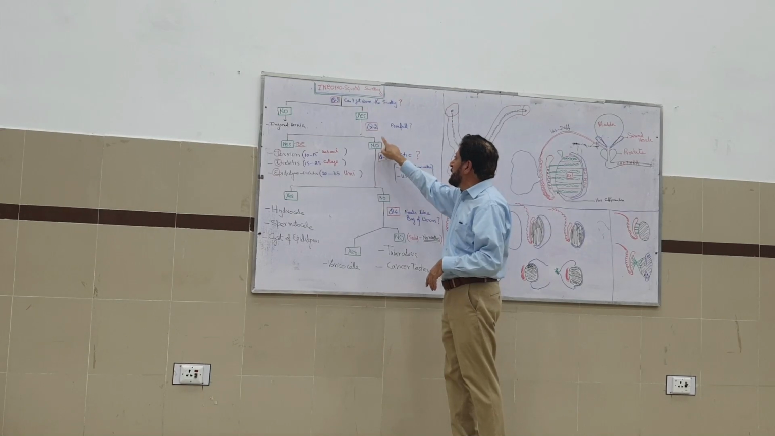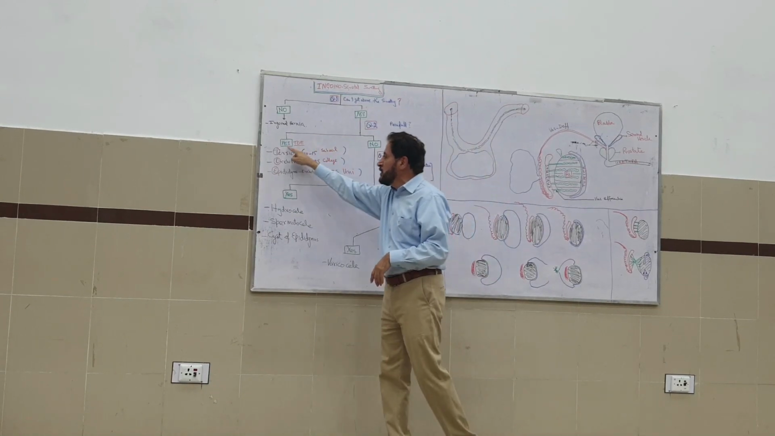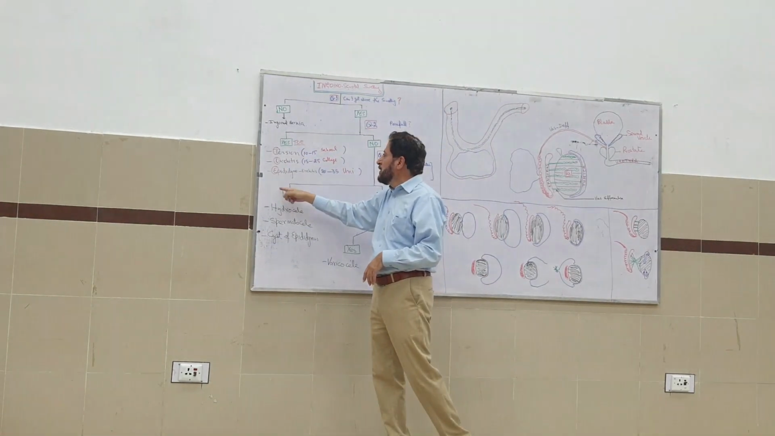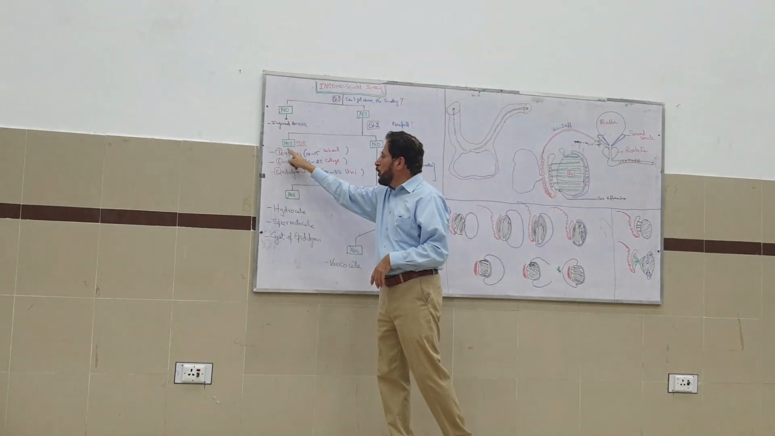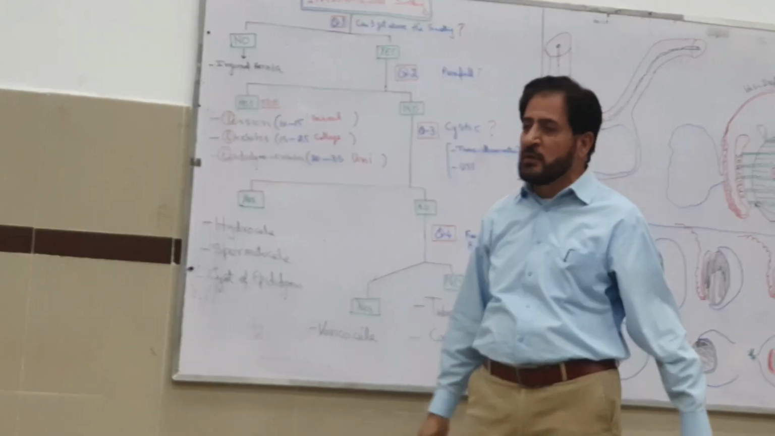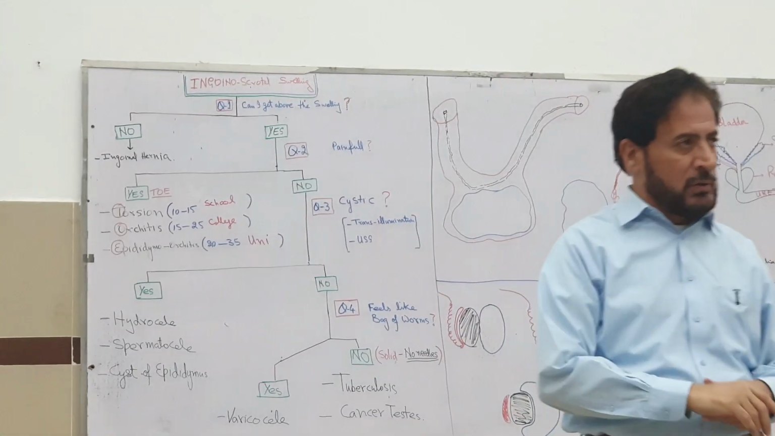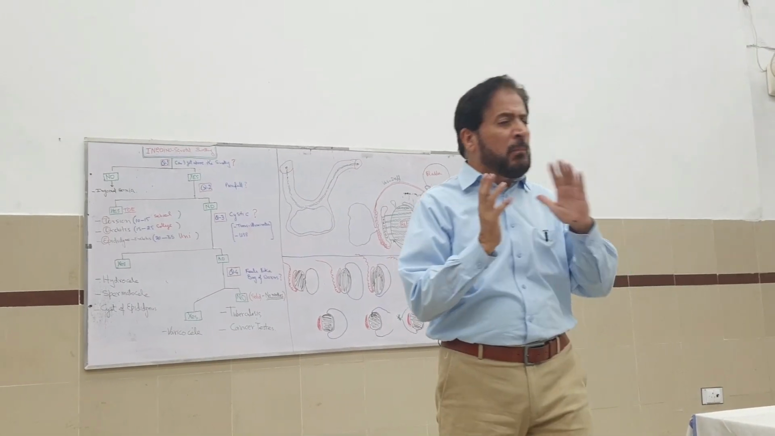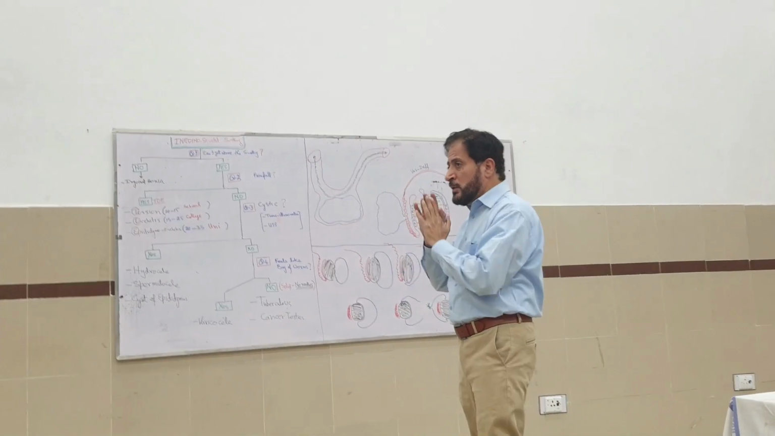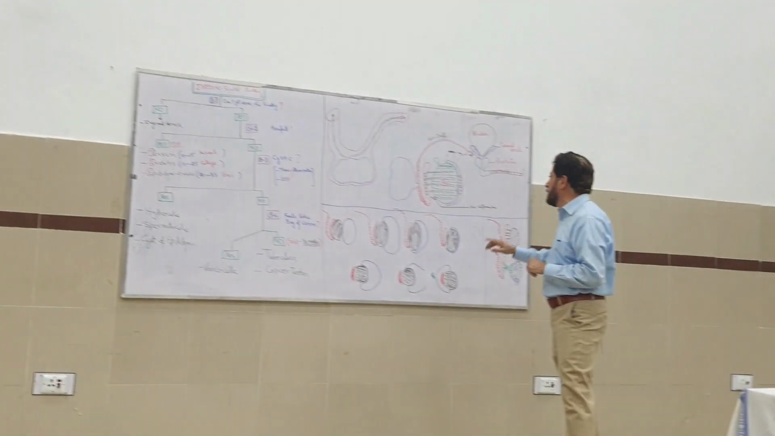And the second question is, is it painful? The answer comes yes. So these are the three possibilities. Now, these three possibilities you can remember as TOE: torsion, orchitis, and epididymo-orchitis. Now, first of all, concentrate on torsion. What is torsion and how does it play out? Before we discuss any of these, let's revise our anatomy a little bit.